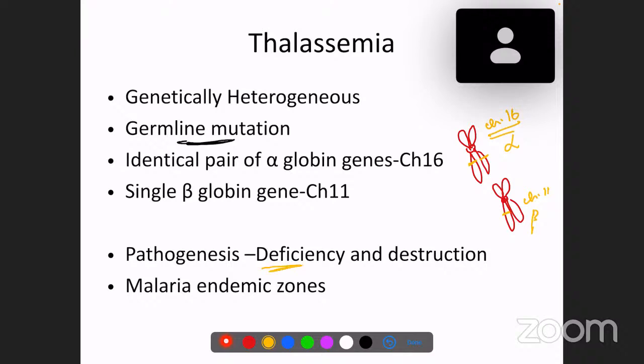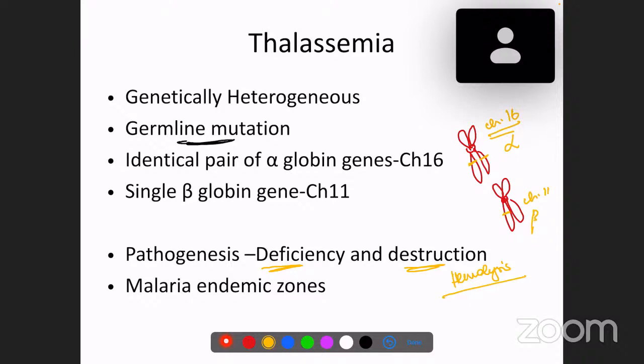One is deficient globin chains. If it is beta thalassemia, it is the beta globin genes which are deficient, so beta globin synthesis is not there. In alpha thalassemia, alpha synthesis is not there. But the problem is not only because of the deficiency, but also because of the increased destruction. So that is hemolysis. The problem is because of deficiency of the chain and increased destruction, hemolysis.